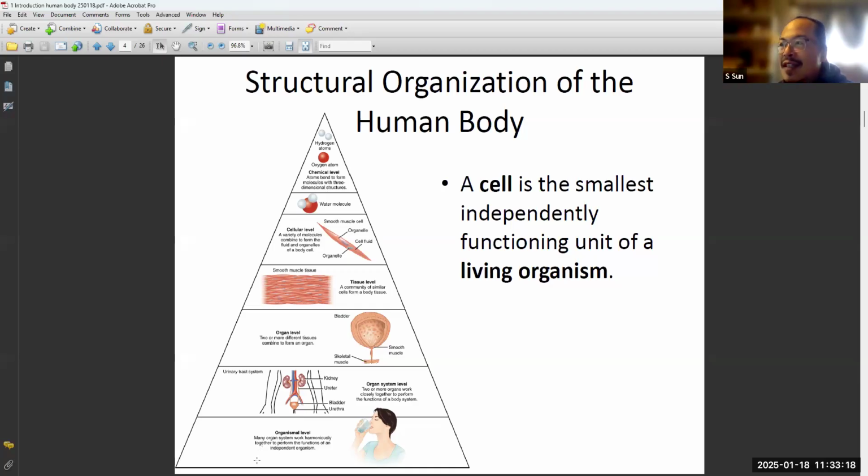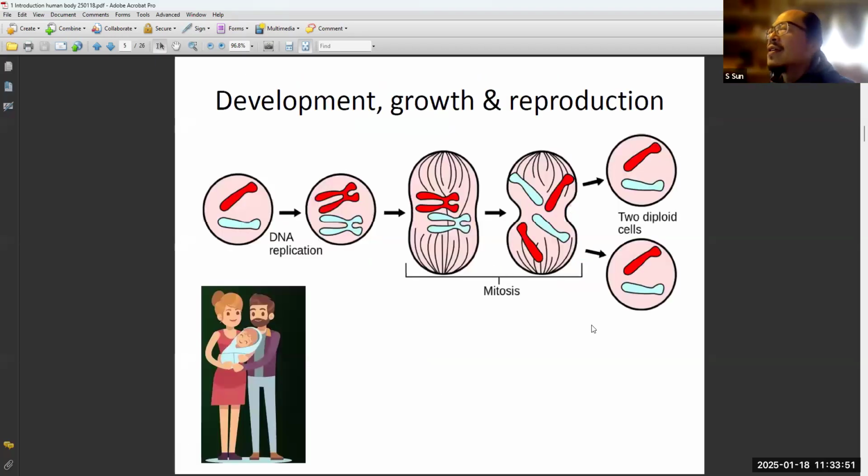All the animals that we can see are multicellular organisms, but all the bacteria are single cell organisms, and they all come from atoms and molecules. Several cells combined together will form tissues, organs, organ systems, and the organism. So the cell is the smallest independent functional unit of life, basically the living organism.